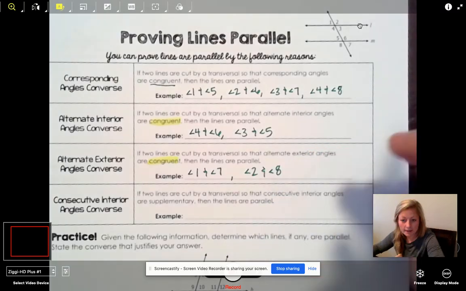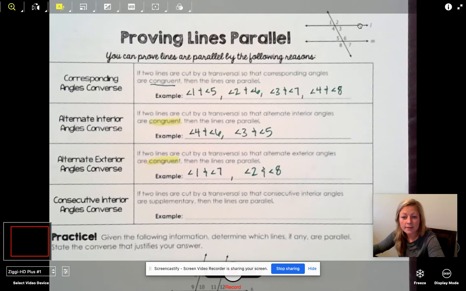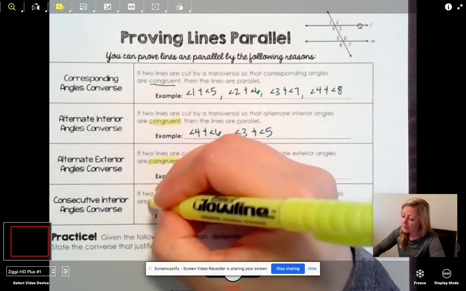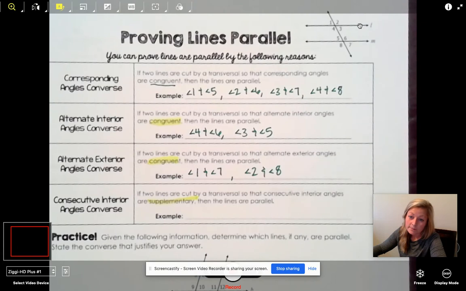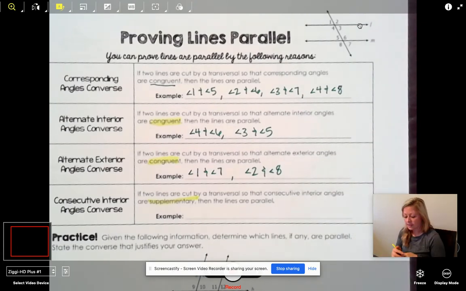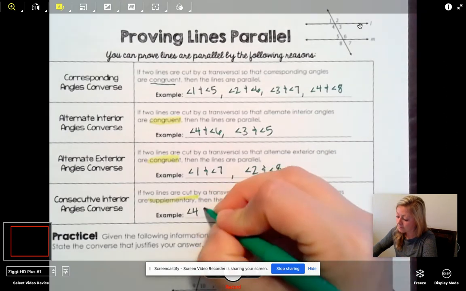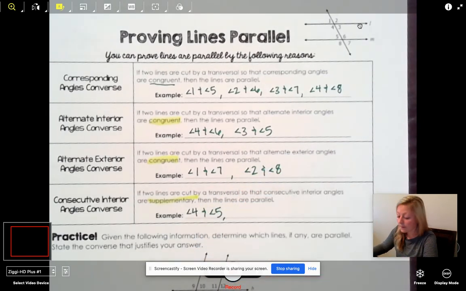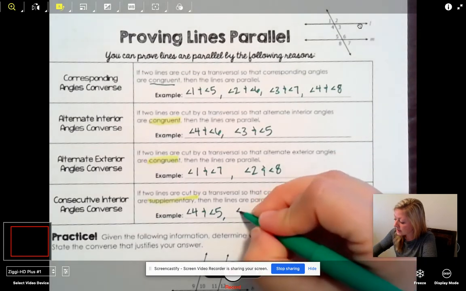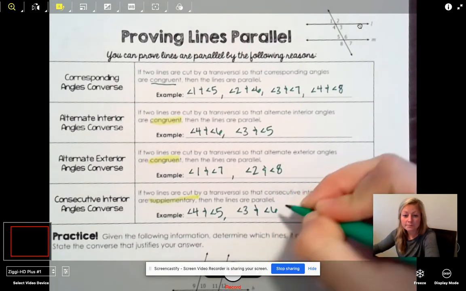And then again, our odd man out here, the consecutive interior angles converse, states if two lines are cut by a transversal so that consecutive interior angles are supplementary, meaning they add to what? 180, yes. Then those lines are parallel. What are our examples of consecutive interior angles here? Well, that would be what, you guys? 4 and 5. Agreed. And also 3 and 6. Beautiful.